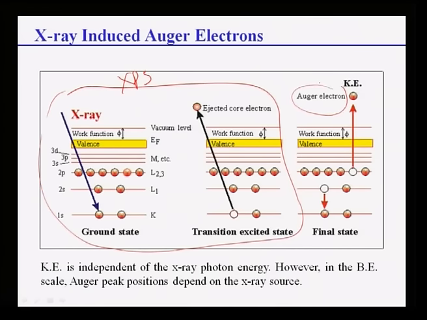Then 4d, you have 3/2, that is down spin. This d corresponds to l equal to 2, so l, 2 minus half is 3/2. This comes around 353 electron volts binding energy. And 5/2 comes at 335, they are very close by. The area ratio is about how much? It's about 2:3.